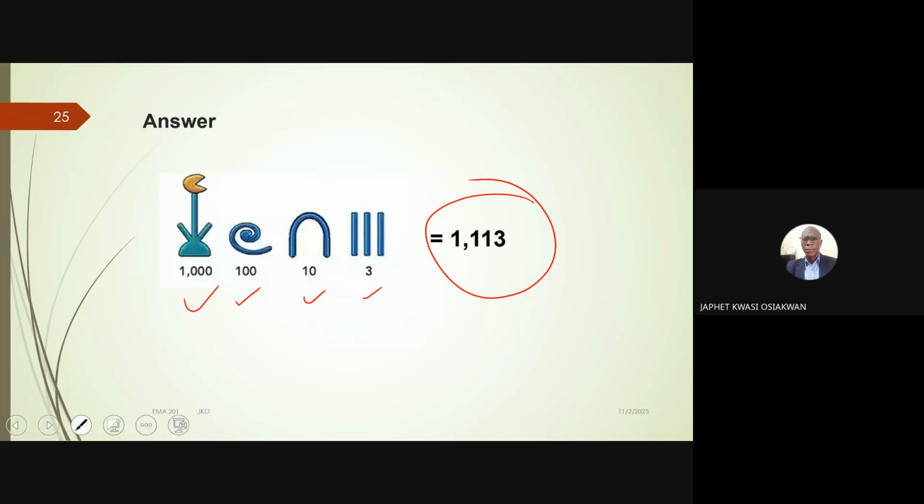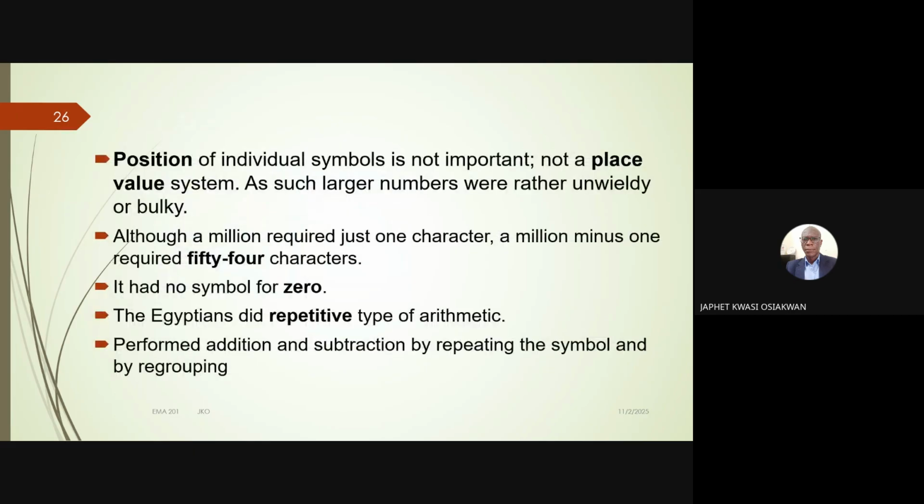So I think you can all write. This is the simplest you can get, by a simple grouping system. The position of individual symbols is not important. In the Egyptian numeral, the position of the individual symbols is not important. You can place them anywhere. And so we say that it is not a place value system. When it is a place value system, the position, the place, is very important. For the Egyptian, the place is not important at all.